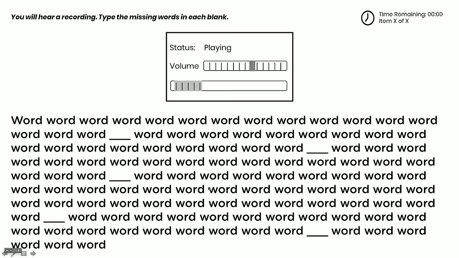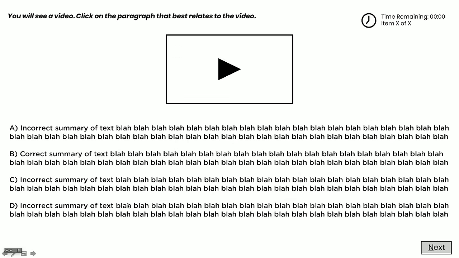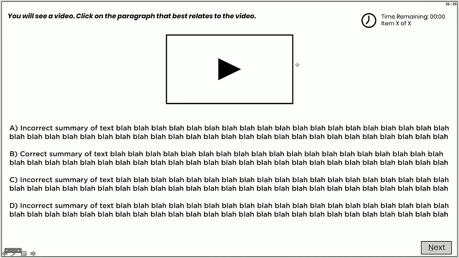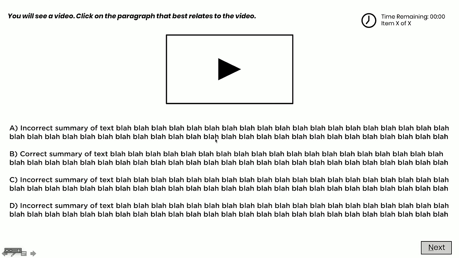Very straightforward task there. This one's called highlight correct summary, and it's a good example of one where you listen and read, or do you, which I'll show you in a second, at the same time. You can see that the answer options are quite long, so it does require you to do a lot of reading. And you'll also see here that this is a video. Sometimes you get a video and sometimes you get an audio, so just be aware of that.